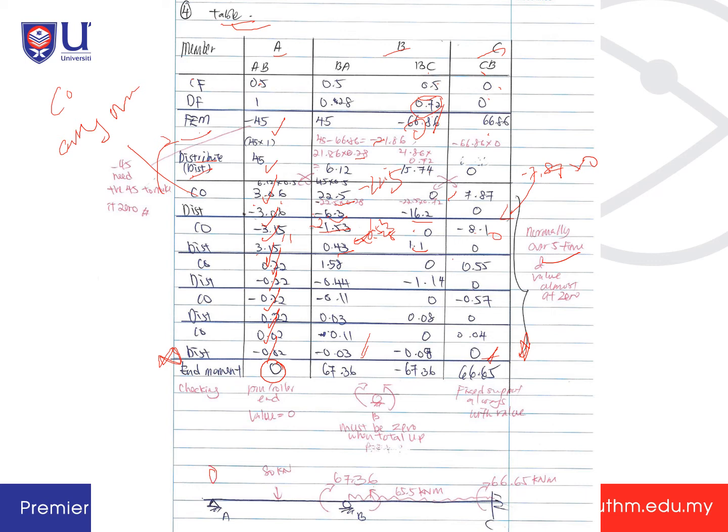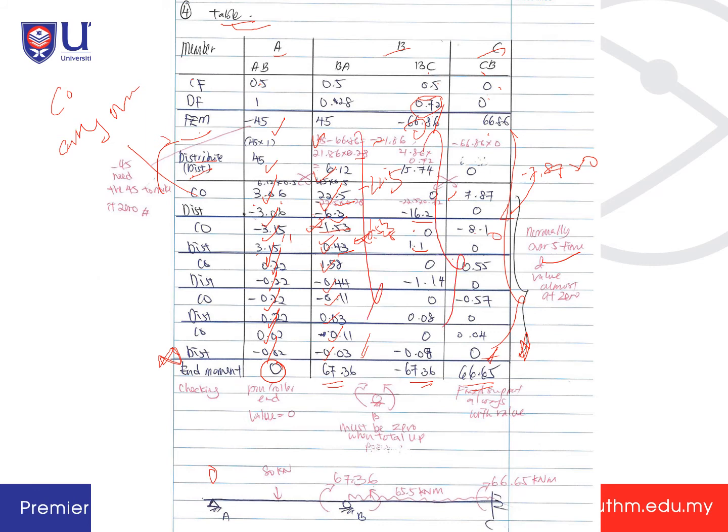And then at point BA, it's 45 plus 6.12 plus 22.5 minus 6.3 minus 1.53 plus 0.43 plus 1.58 minus 0.44 minus 0.11, and then plus 0.03 plus 0.11 minus 0.03, you will get 67.73. And BC you will get also negative 67.73, and then at point CB you will get 66.65. Either way, you total up everything, and you will get this value.